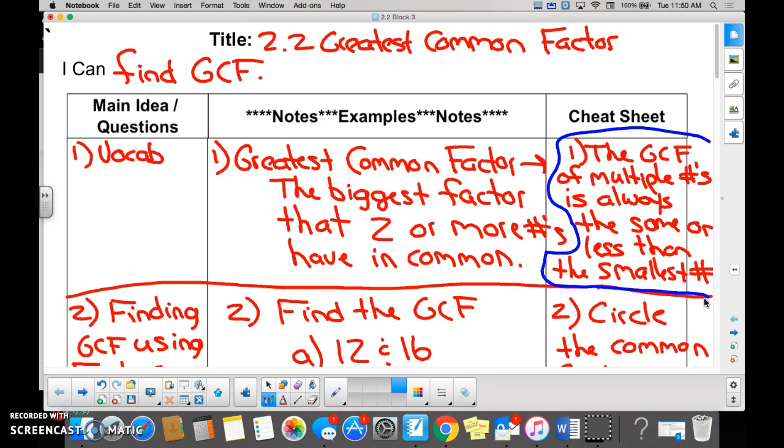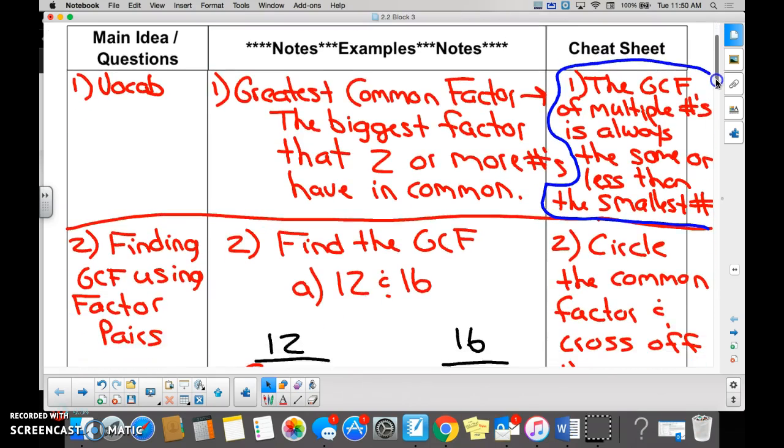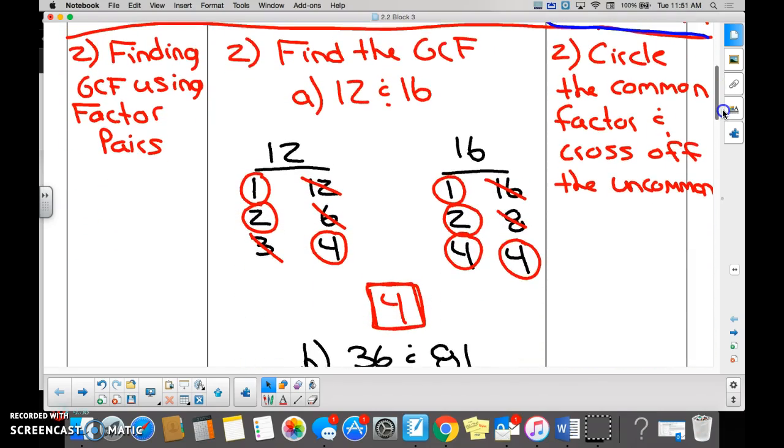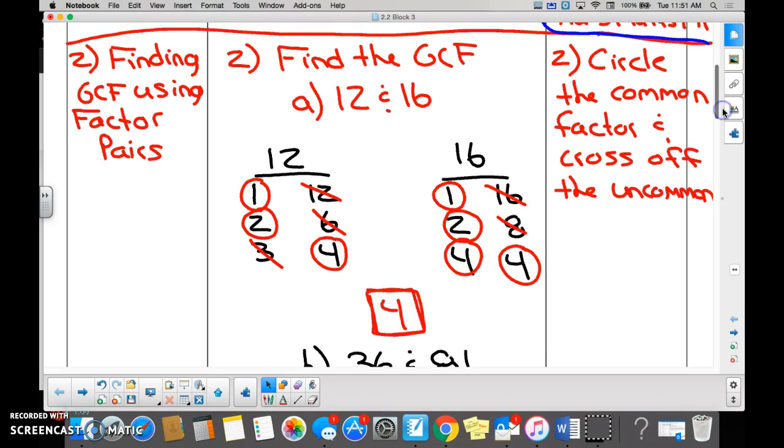To find GCF, we have a very specific thing that we do. We do what we did in our last lesson. We find all factor pairs, and then we cross off the ones that aren't in common, and we circle the ones that are in common. So if you look at 12 and 16, we found all of the factors for 12 and all of the factors of 16 using our factor pair list. And we circled the ones that they had in common.